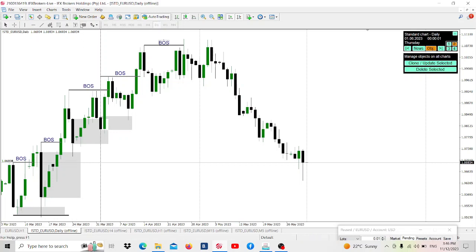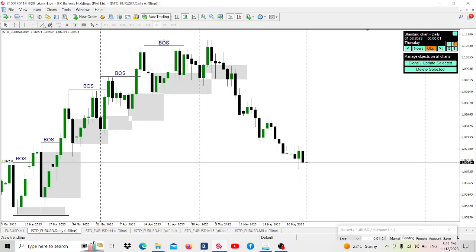Beautiful zone. The market came, pushed, broke structure, coming to this zone, coming again, almost breaking structure to which zone? This zone. The market moved up and failed to break structure.